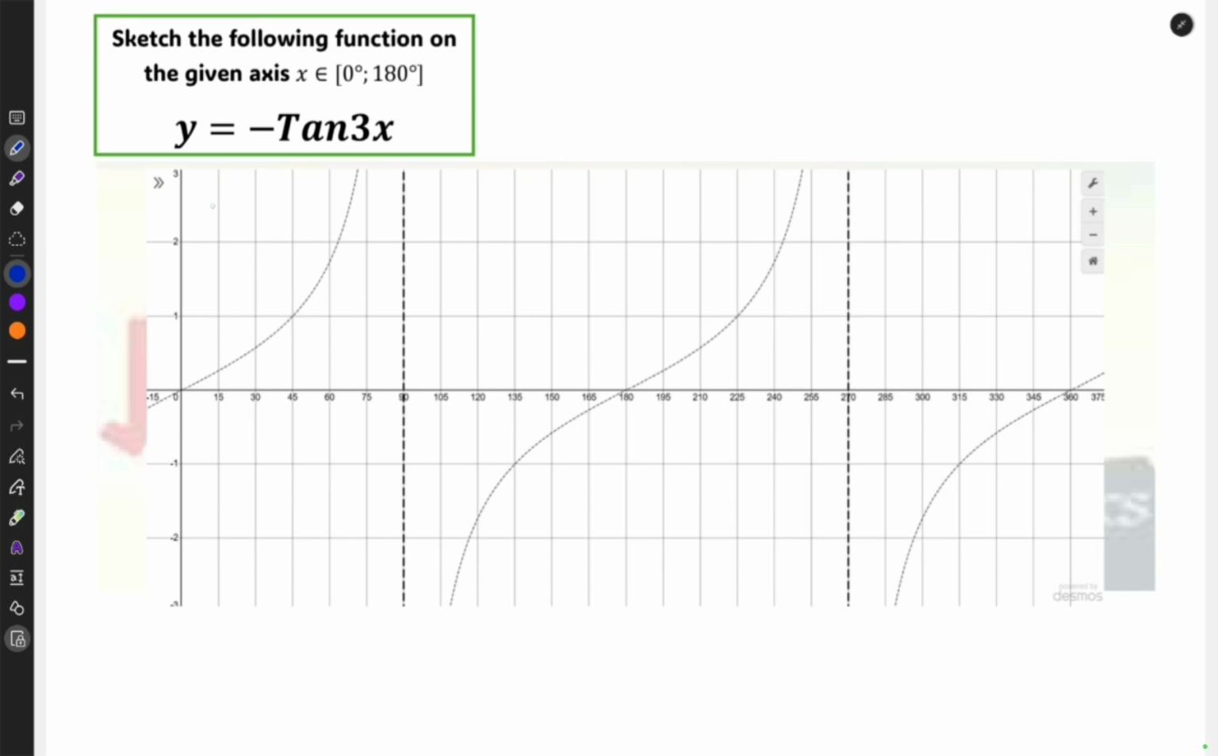So if you look at the mother graph, my asymptotes are at 90 and 270. I'm going to divide that by 3 and do new dotted lines, and then all the other values are also going to be squashed by a factor of 3. You can do the mother graph method or just type it in the calculator.